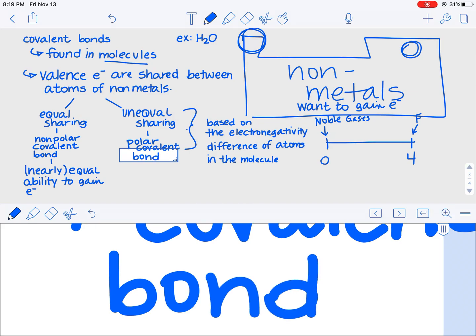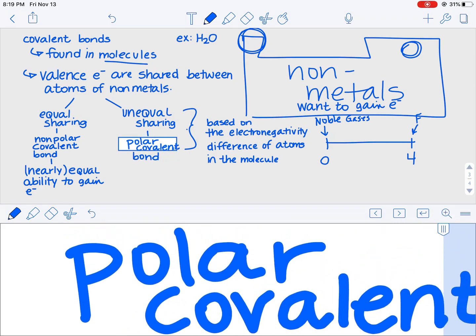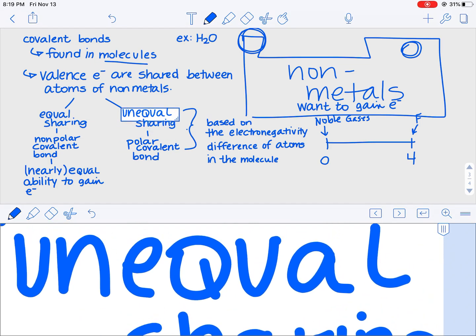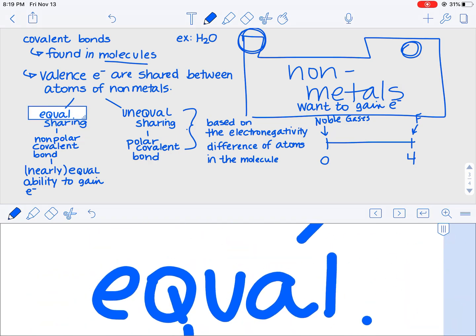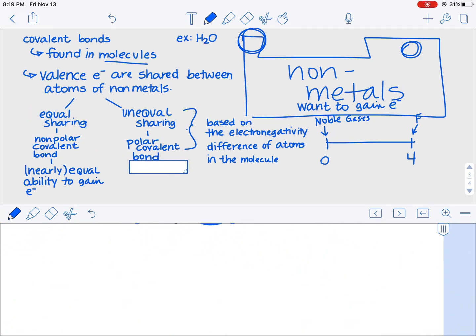A trick that I have to remember this, maybe it will work for you. When I hear polar, I think polar bears, cold weather. In order for me to get warm, I'm going to want to hog the blanket, hog the covers, etc. Hogging is what we mean by unequal sharing. I'm not being nice. I don't want anyone else to have my blanket. I want to keep it for myself because I'm cold and I'm living with the polar bears. Non-polar means I'm not cold, so now I am willing to share my blanket.